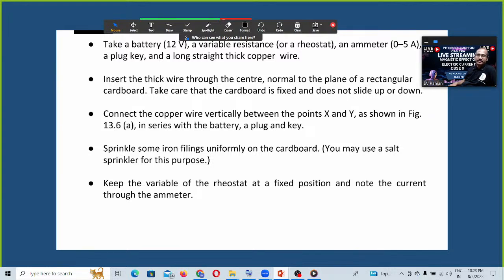copper wire. Insert the thick wire through the center, normal to the plane of a rectangular cardboard. Take care that the cardboard is fixed and does not slide up or down. Connect the copper wire vertically between the points X and Y in series with the battery and plug key. Now sprinkle some iron filings uniformly on the cardboard. Keep the variable of the rheostat at a fixed position and note the current through the ammeter.